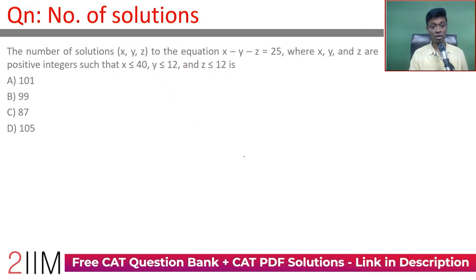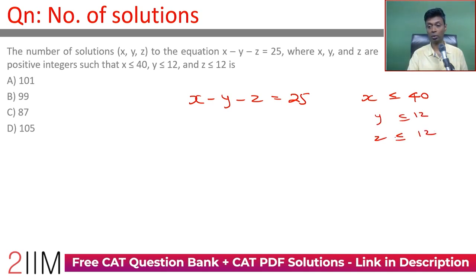The number of solutions x comma y comma z to the equation x minus y minus z equal to 25. X, y, z are positive integers. X is less than or equal to 40. Y is less than or equal to 12. Z is less than or equal to 12. Right. So the maximum values y and z can take are 12. Maximum x can take is 40.